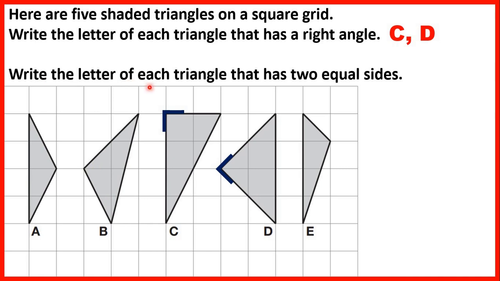Now write the letter of each triangle that has 2 equal sides. Remember, a triangle with 2 equal sides is called an isosceles triangle. And we can see that this side is the same length as this side, so shape A has 2 equal sides, and this side is the same length as this side, so that's shape D as well.